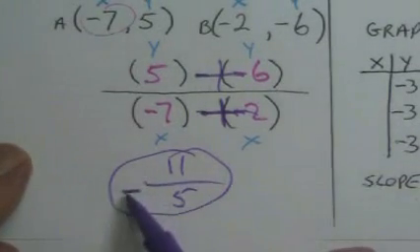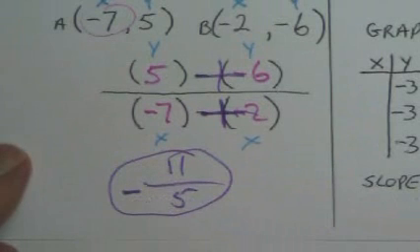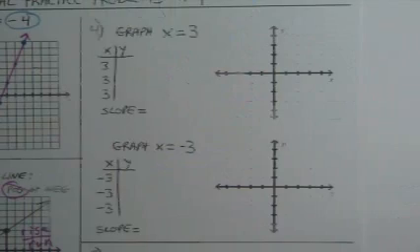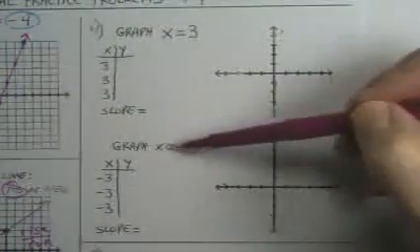-11/5, and it doesn't matter if the negative's on top, in the middle, or in the bottom. That is a slope, -11/5. Now, number 4, there's 2 problems here, and they're very similar. Graph x equals 3 and graph x equals -3. Let's take a look at the top one.